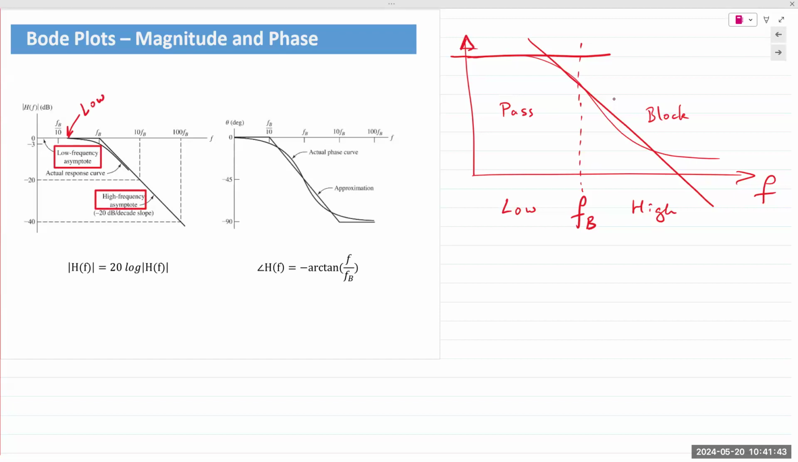And technically the point where they meet is actually the break frequency. Okay, so what I have drawn on the right is just for explanation purposes. But in a Bode plot, technically, the point where the two asymptotes meet is at the break frequency. And that is more clearly illustrated in this graph right here. Okay, the meeting point is the cutoff frequency.